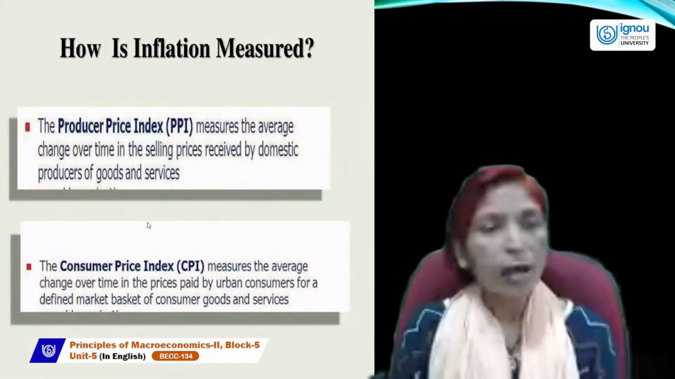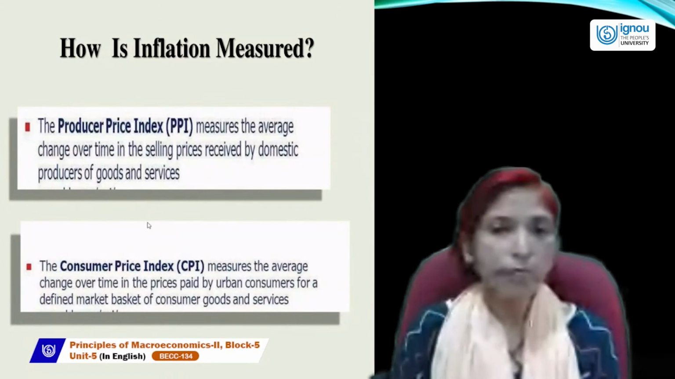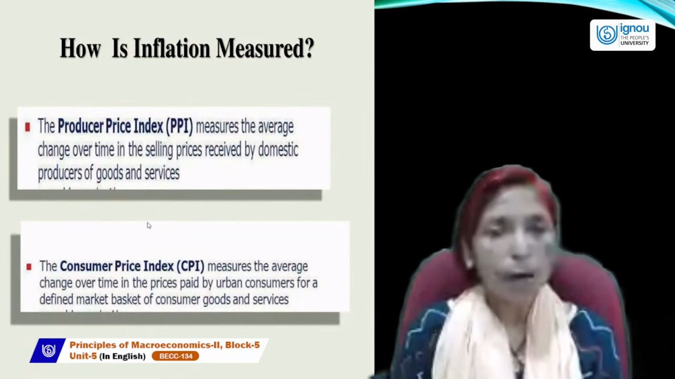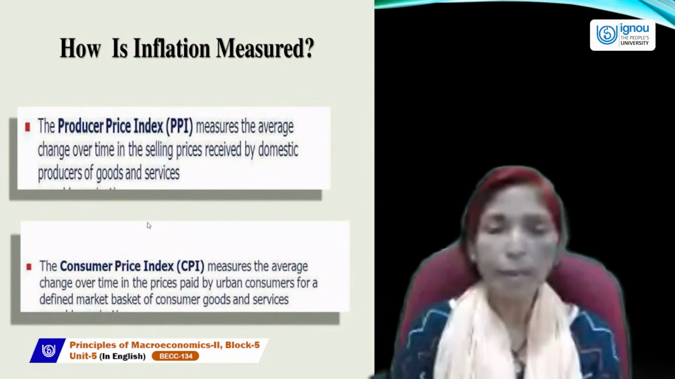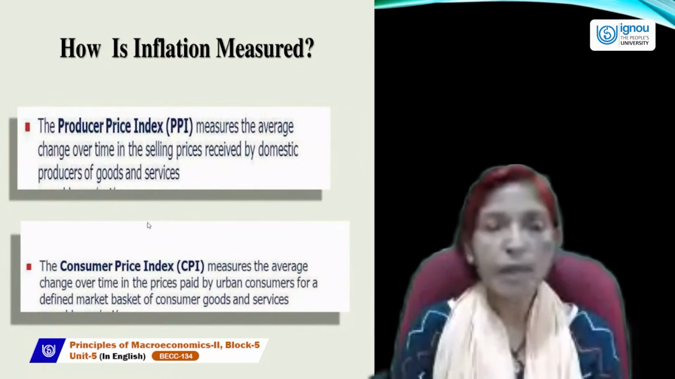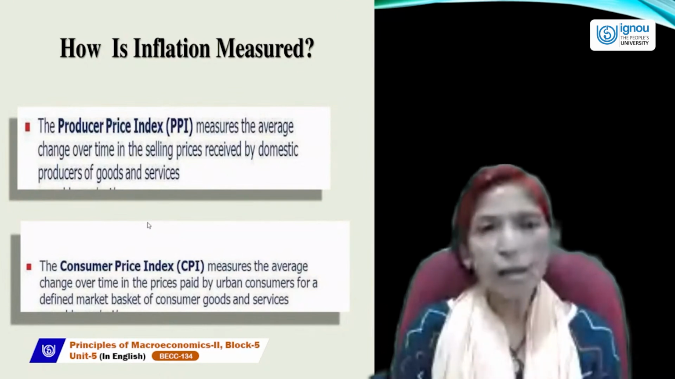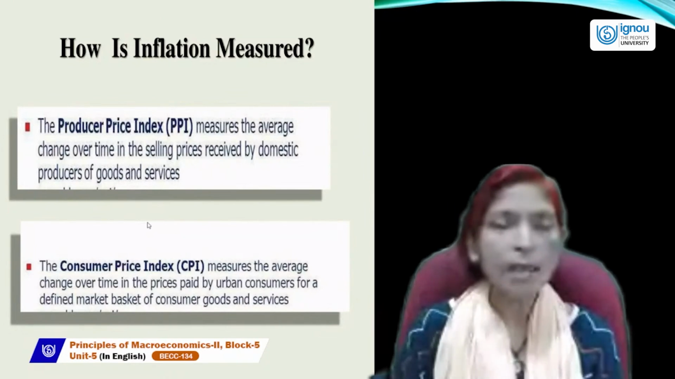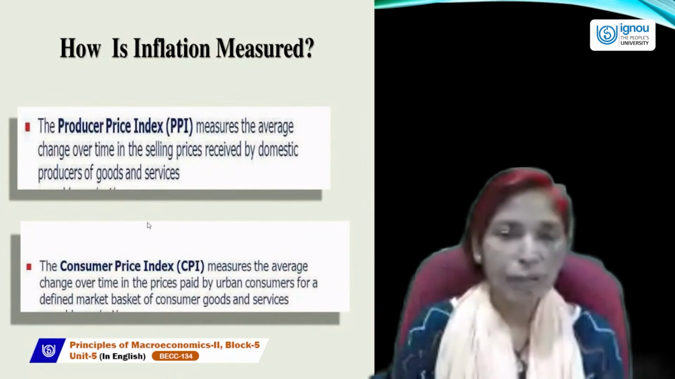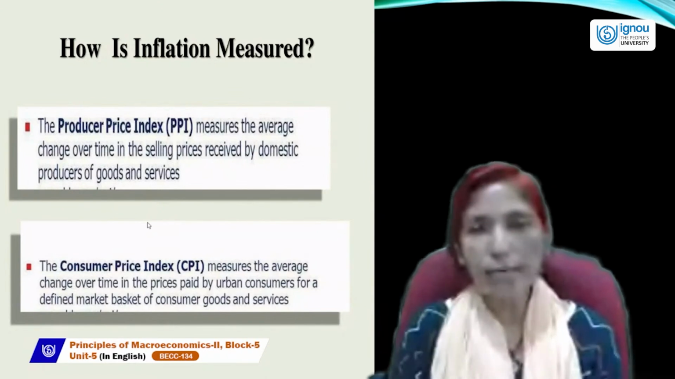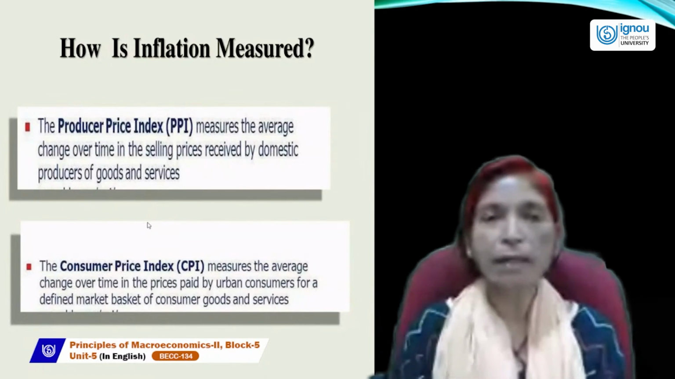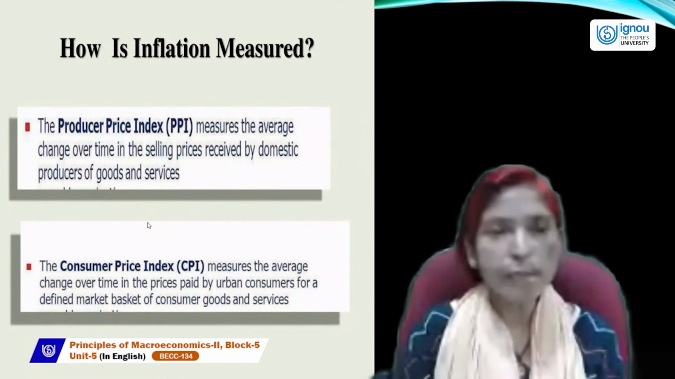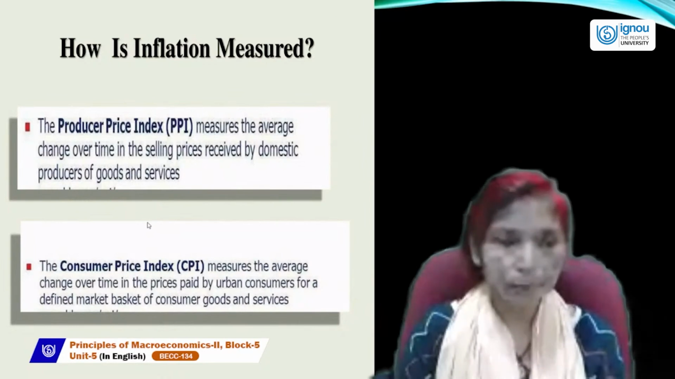Next is, how is inflation measured? In this case, we will talk about price index: how the price level or inflation can be estimated. Here there are two types of price index. One is producer price index and the other is consumer price index. As you know, there are two types of price index: one is wholesale price index and the other is retail price index. Retail price index is related with the consumer and wholesale price index is related with the producer.